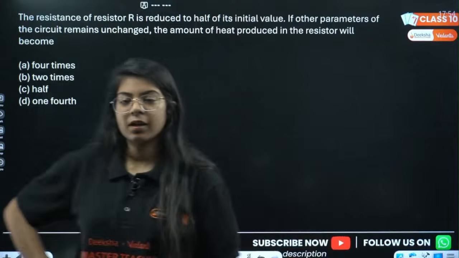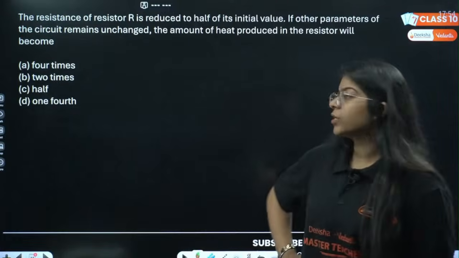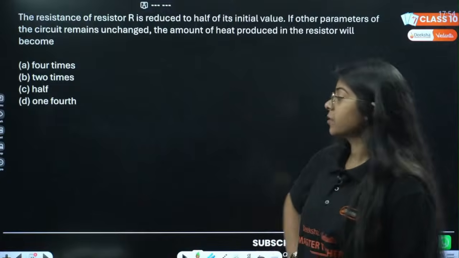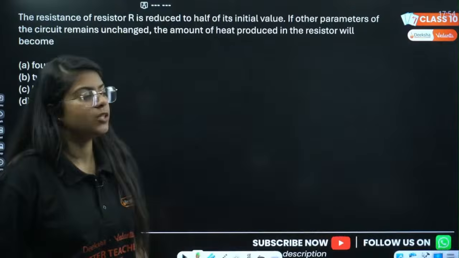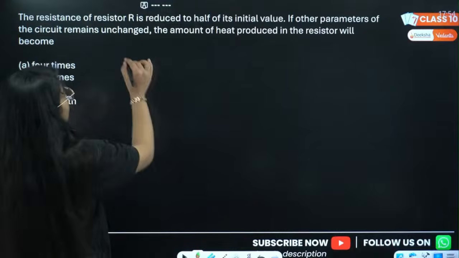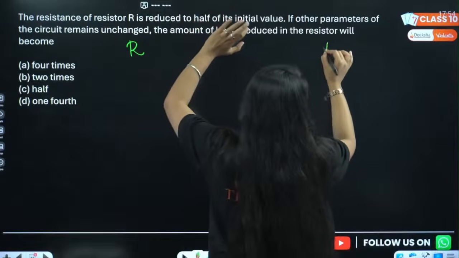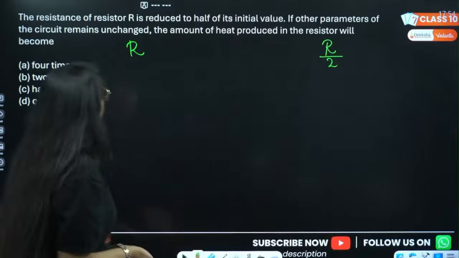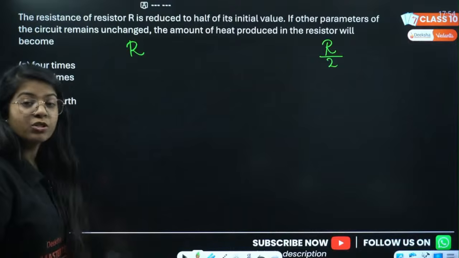What is the answer to this question? B. You are saying B. Some are saying C. B, C, B. Chalo, let us solve this question. The resistance R is reduced to half of its initial value. Now the resistance is R by 2. If other parameters of the circuit remain unchanged, the amount of heat produced will be.